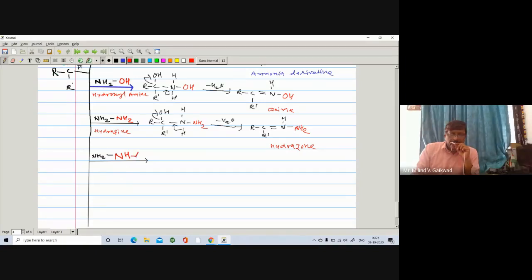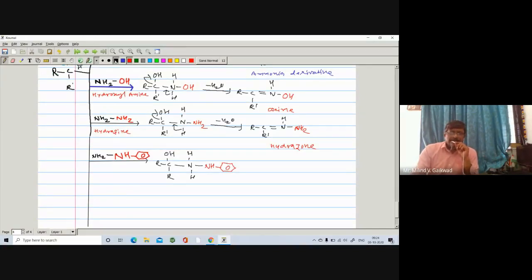So it is your phenylhydrazine, right? Again the same thing, the reaction takes place. You get R, here is a C, here is an OH, here is an R, here is an N, H, H. Only instead of NH2, here one of the hydrogens is replaced by the phenyl nucleus, right?